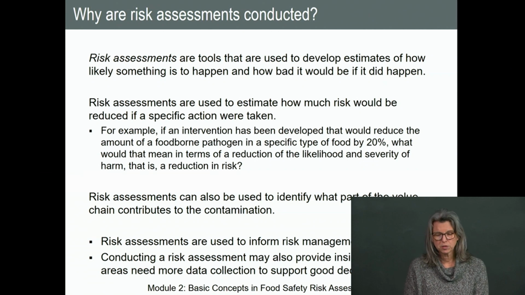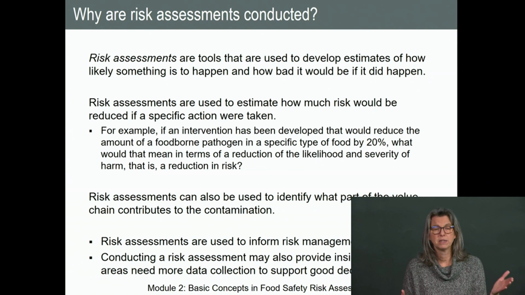You might also use risk assessments to identify what part of the value chain contributes to the contamination. So say you're looking at a certain kind of food that on average has a certain level of contamination, and you want to identify what part of the process from the farm to the table was causing this contamination. So you can look at the processing steps, and you can look at the production, and you can look at the transportation and the handling, and all these things that could either increase or decrease contamination, and you could figure out where's the right place to intervene for the pathogen.